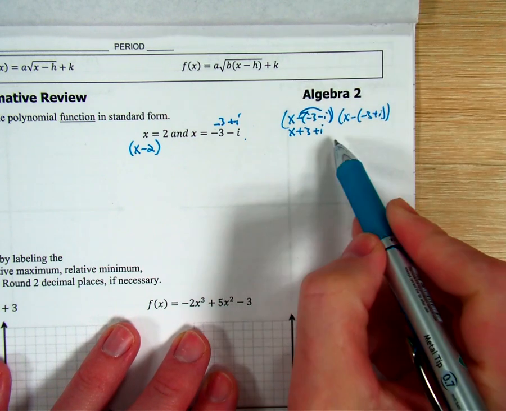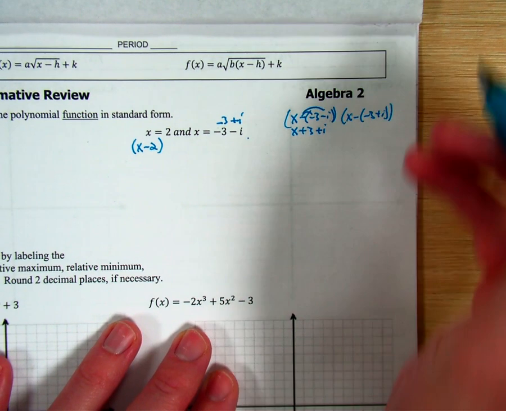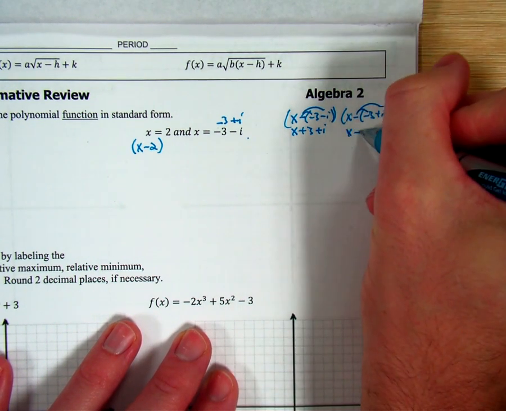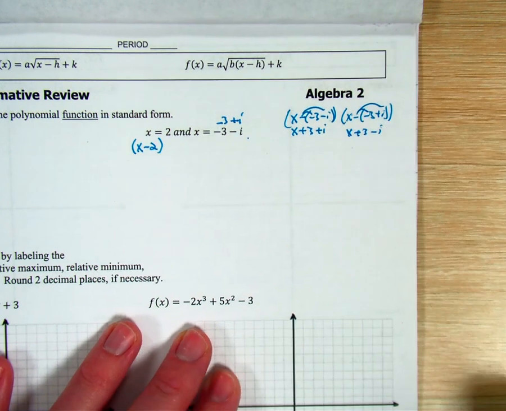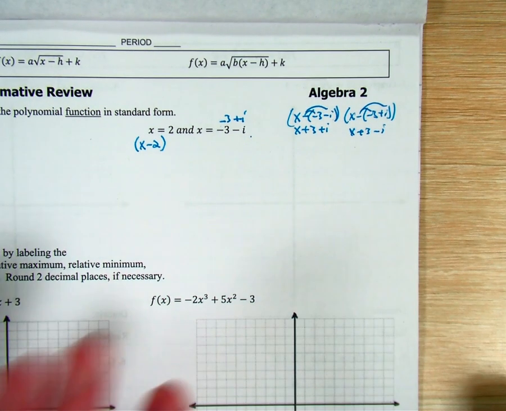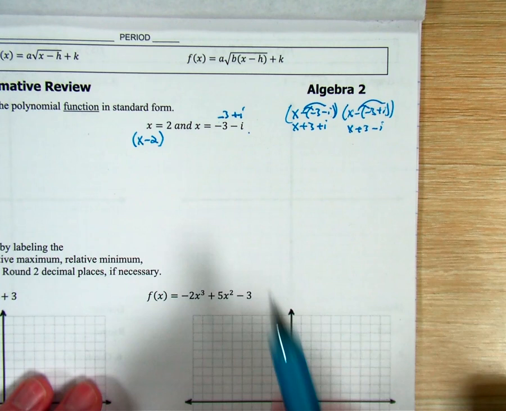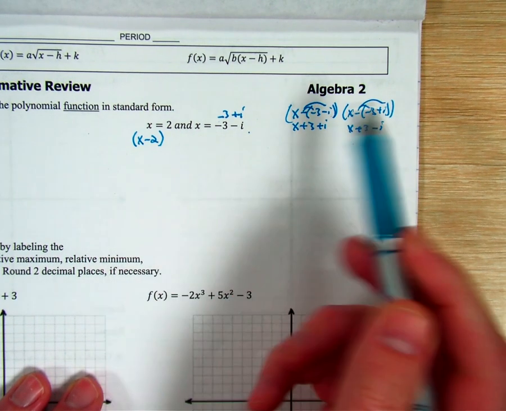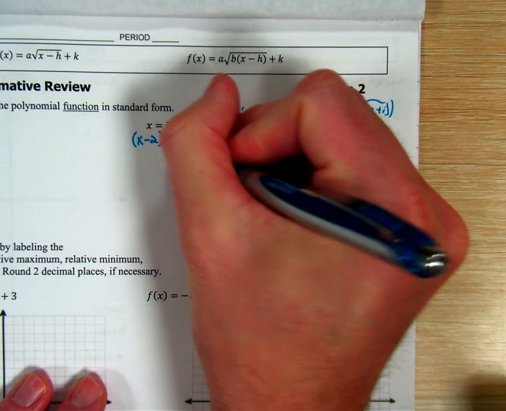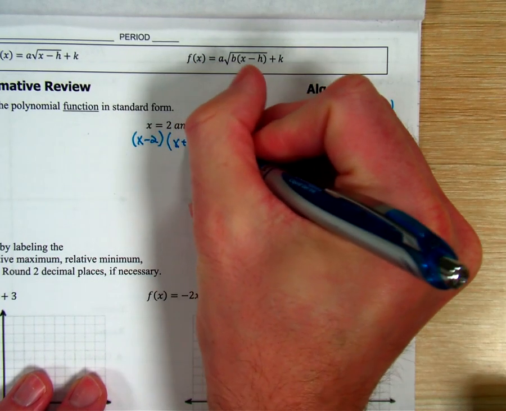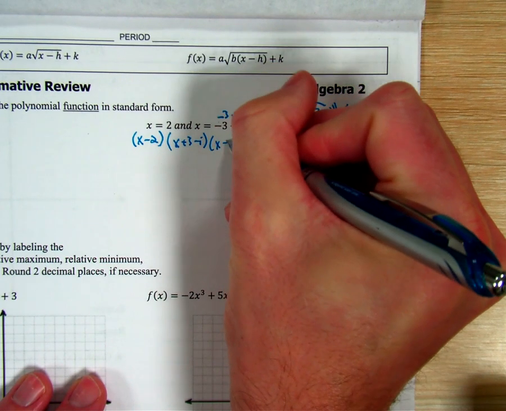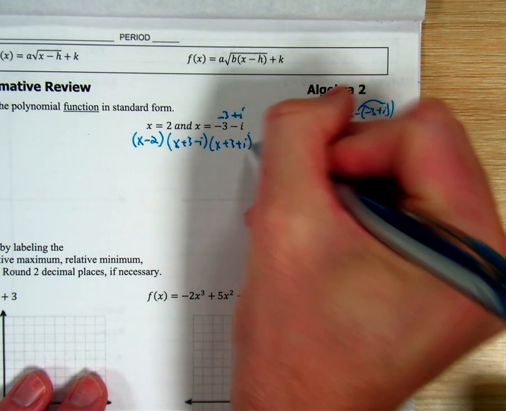So if we had x minus negative 3 plus i, minus goes in, and we'll have x plus 3 minus i. Okay? So if you want to do it that way, or if you can just remember x and then opposite of each part. So x plus 3 minus i, and x plus 3 plus i.